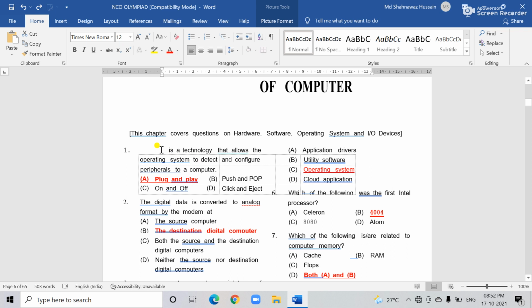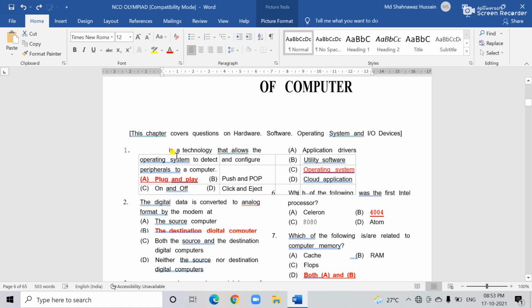The first question is, dash is the technology that allows the operating system to detect and configure peripherals to a computer. Again I am repeating the question. There are four options for each question. The first option is plug and play, the second is push and pop, the third is on and off, and next is click and exit. The correct answer is plug and play.